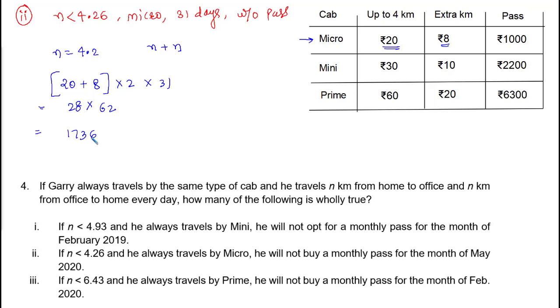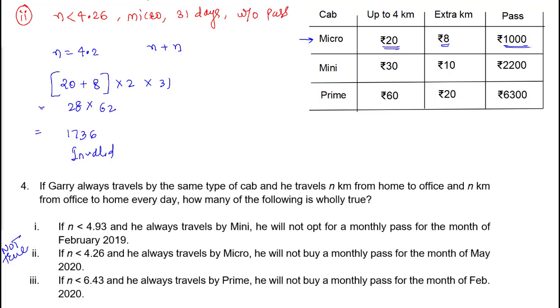And over here, the pass charge is going to be how much? 1000 rupees in micro cab. So I will definitely purchase the pass in the second statement. So the second statement is also invalid. So the second statement is not true.